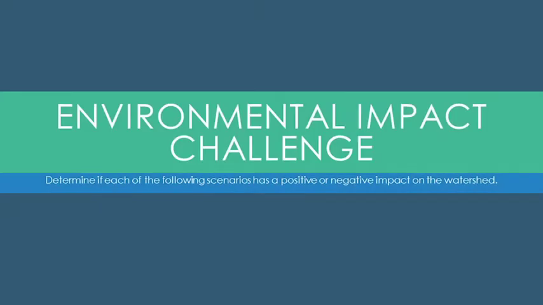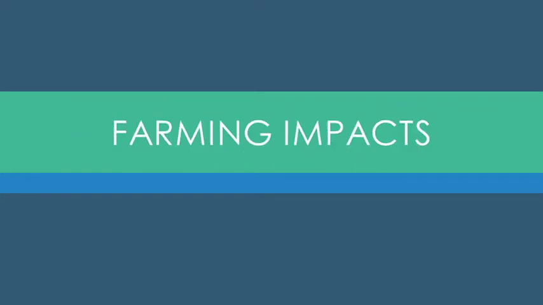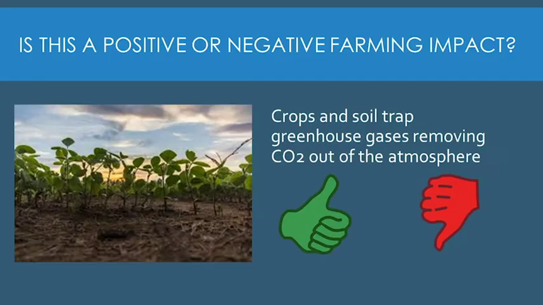Let's dig a little deeper into how humans impact the watershed. Join me in completing the Environmental Impact Challenge. You will determine if each of the following scenarios has a positive or negative impact on a watershed. Let's consider farming first. Crops and soil trap greenhouse gases, removing CO2 out of the atmosphere. Is this positive or negative?